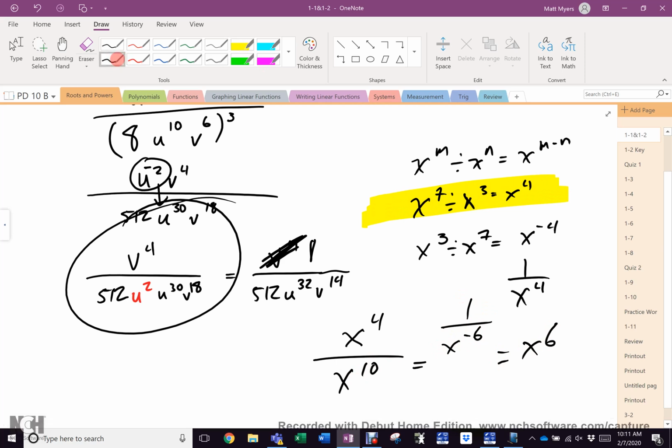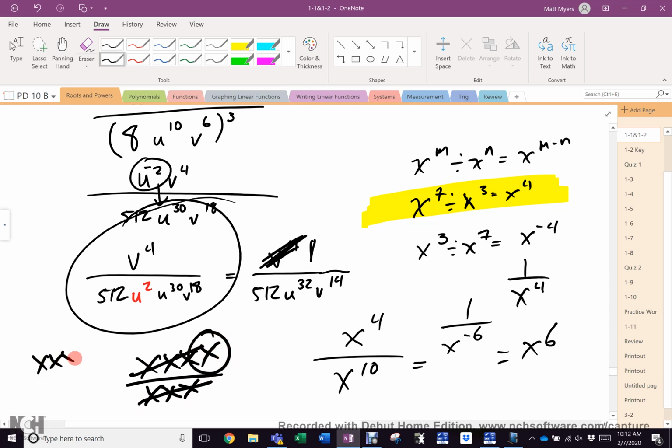instead of doing what I did, which was showing you written this way. Cancel, cancel. Now you're left with 1. Reverse that. x, x, x over x, x, x, x. Cancel, cancel, and you're left with 1 in the denominator.